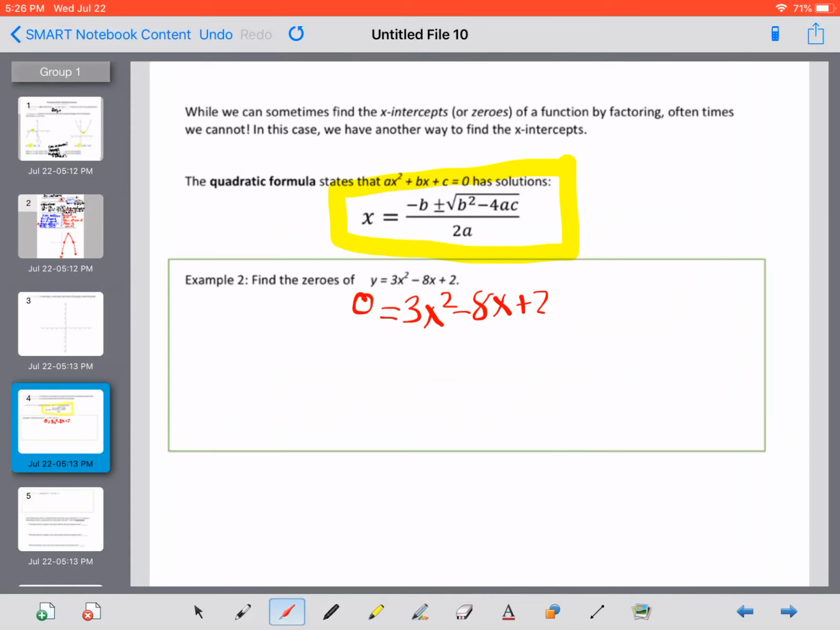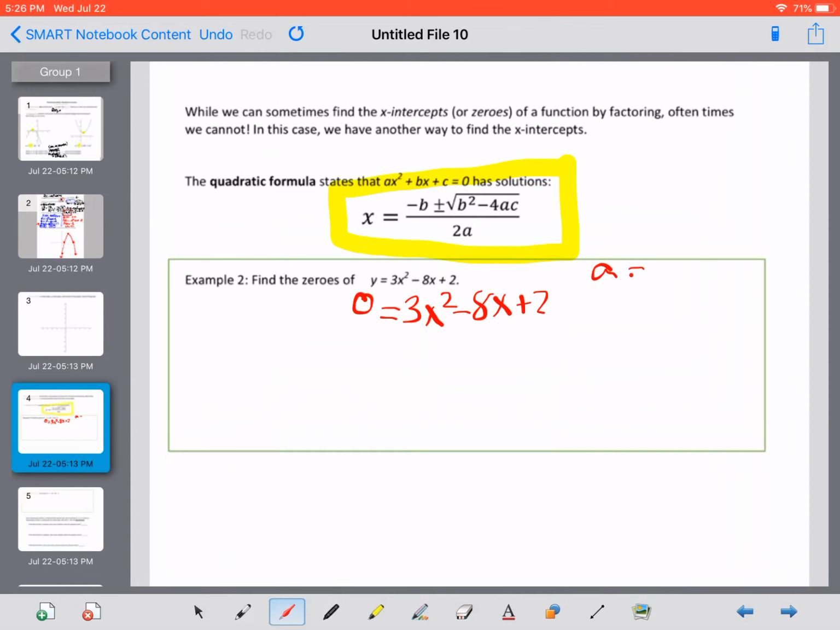I don't know how this factors. I don't know if it factors nicely. I'm not very good at factoring when you have a leading coefficient other than 1. You can try, see if it works, but I know that the quadratic formula always works. So the first thing I'm going to do is pull out my a, my b, and my c.